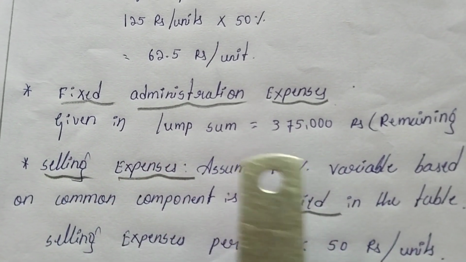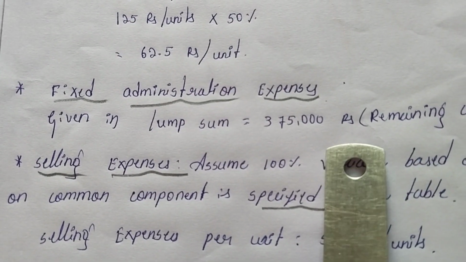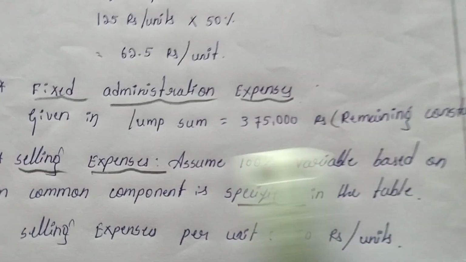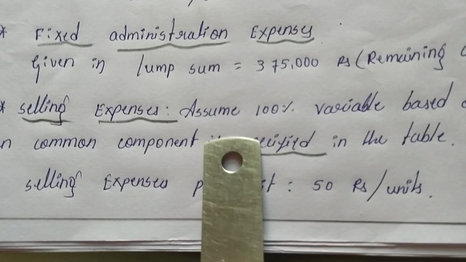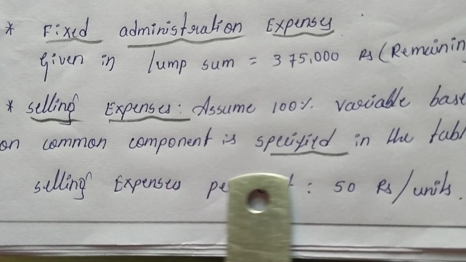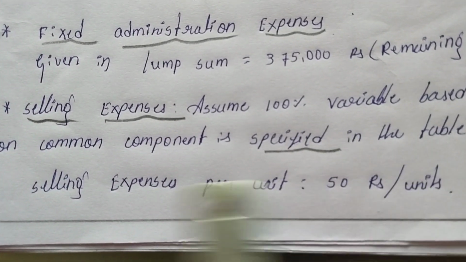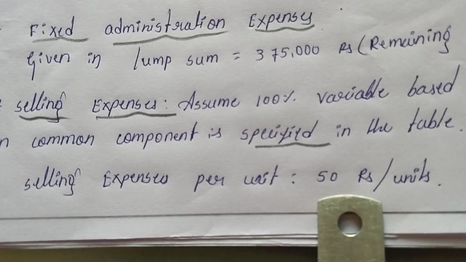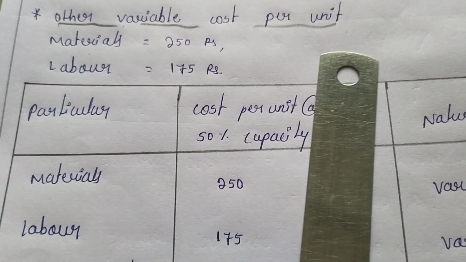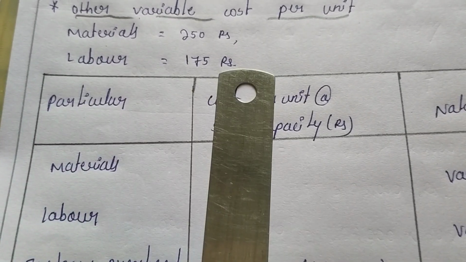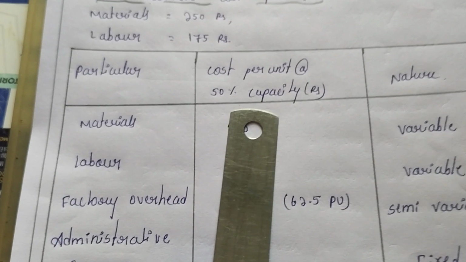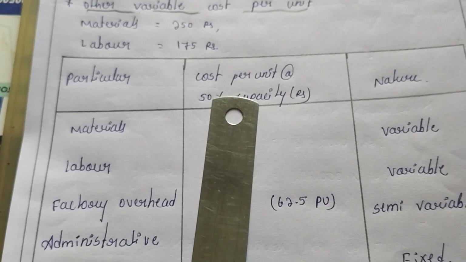Fixed administration expenses are given as a lump sum, 3,75,000 rupees, remaining constant. Selling expenses are assumed to be 100% variable, as specified in the table, at 50 rupees per unit. Other variable costs per unit: material 250 rupees per unit, labor 175 rupees per unit.